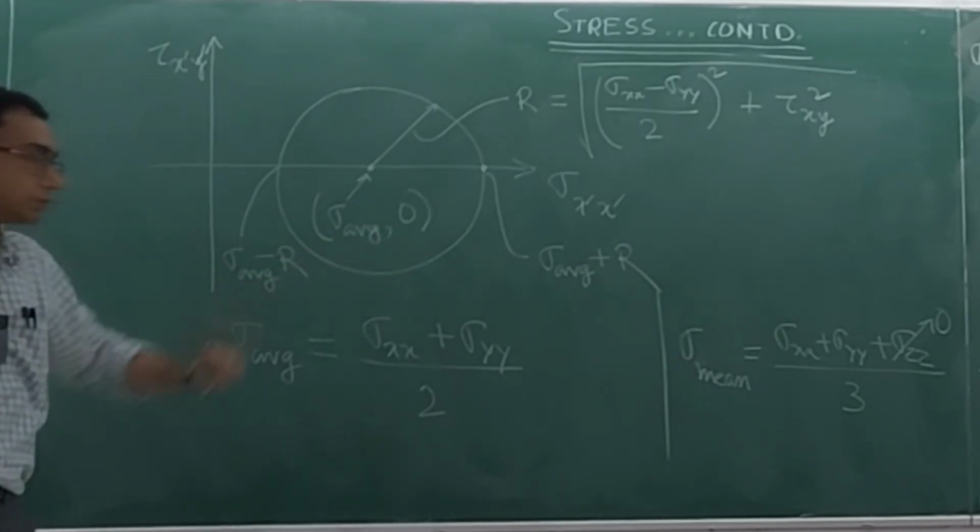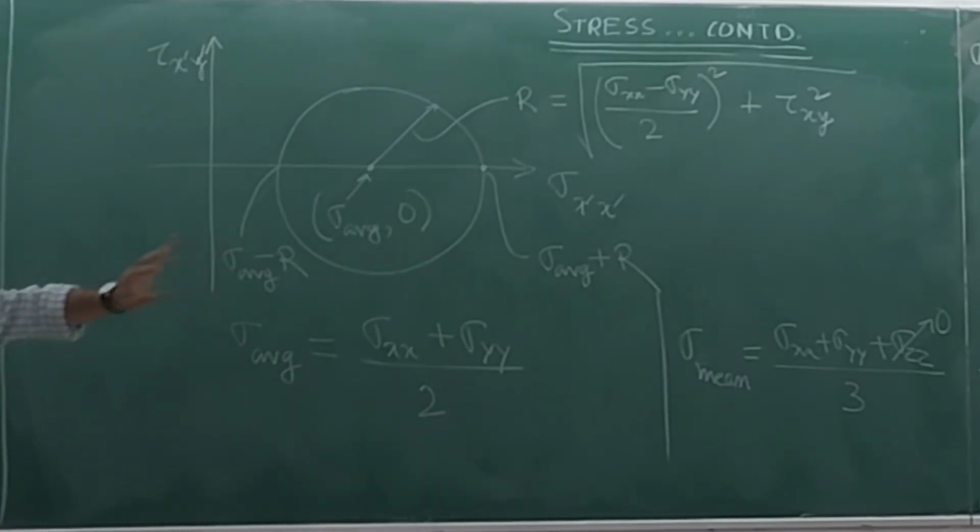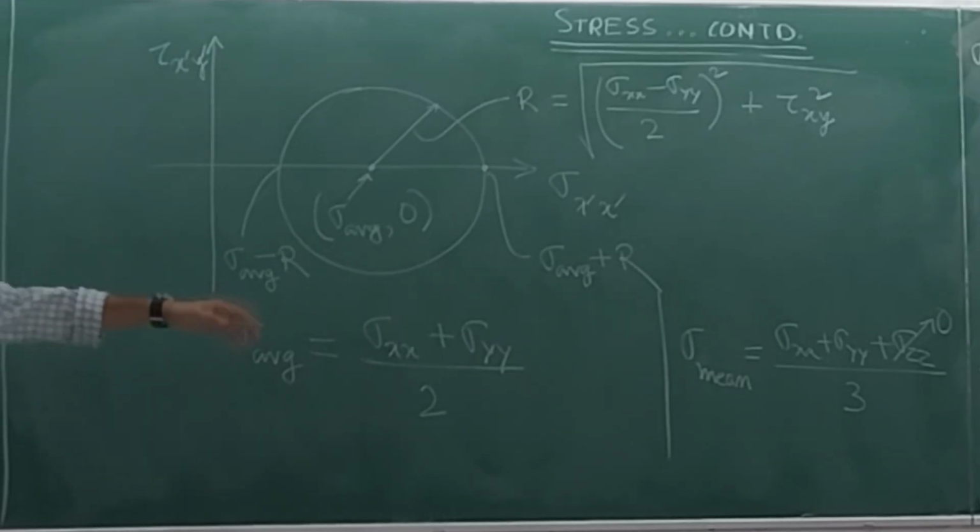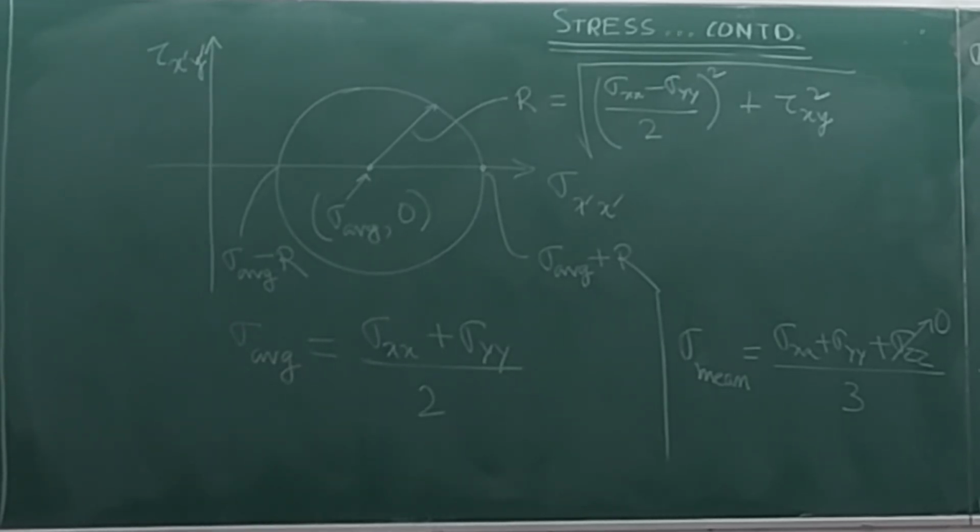We are noticing that sigma average plus R and sigma average minus R are giving me the extremum values of the normal stresses. But on which planes are they occurring? Because we have seen that you take an arbitrary plane on which the unit outward normal is like that. On which plane is that thing happening? How will you know that? So in order to investigate that particular question is not at all a trivial task.